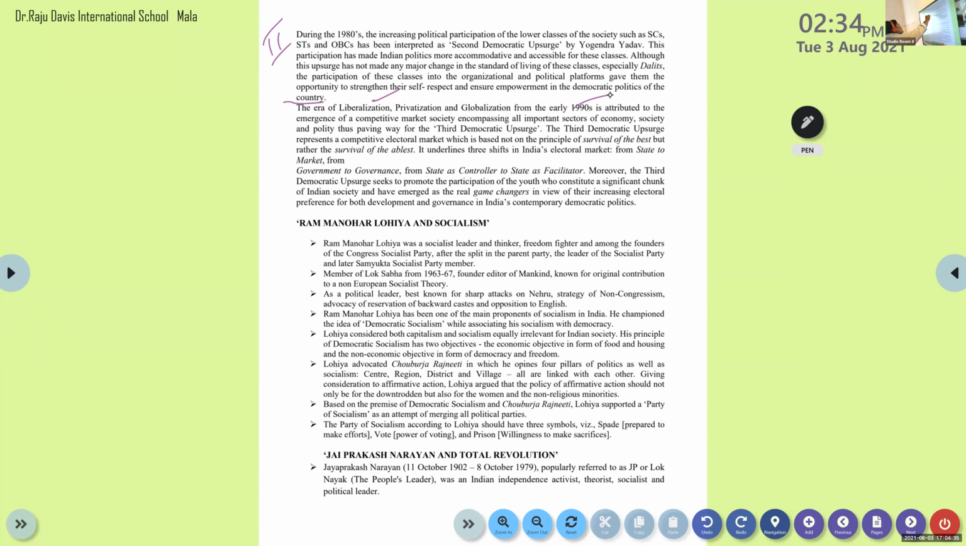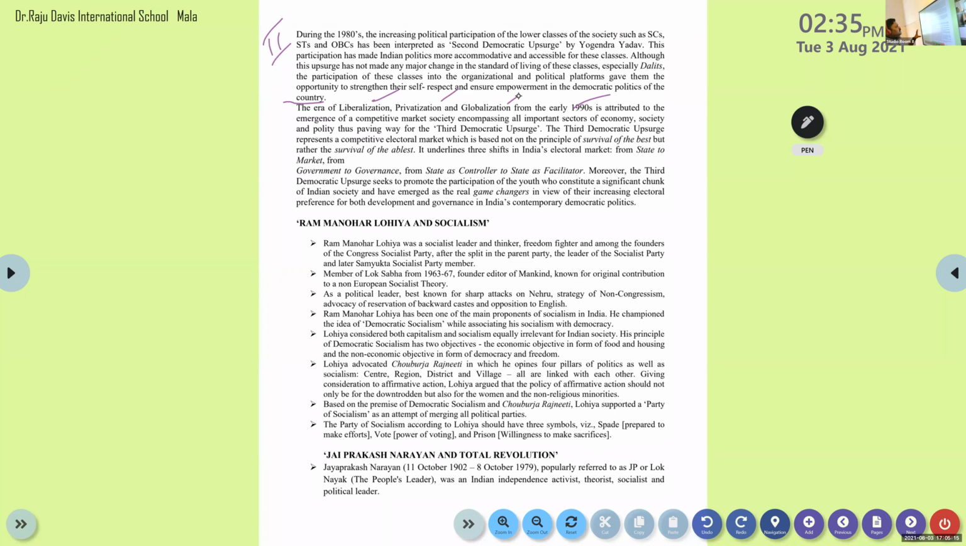So related to this liberalization, privatization, globalization, the changes that happened in the political field are considered the third democratic upsurge. The third democratic upsurge represents a competitive electoral market which is based not on the principle of survival of the best, but rather the survival of the ablest, meaning skilled persons. It underlies three shifts in the Indian electoral market: from state to market, from government to governance, from state as a controller to state as a facilitator. This made a number of changes in the field of administration.